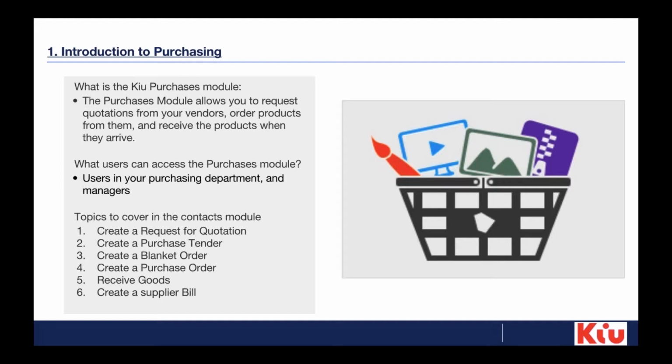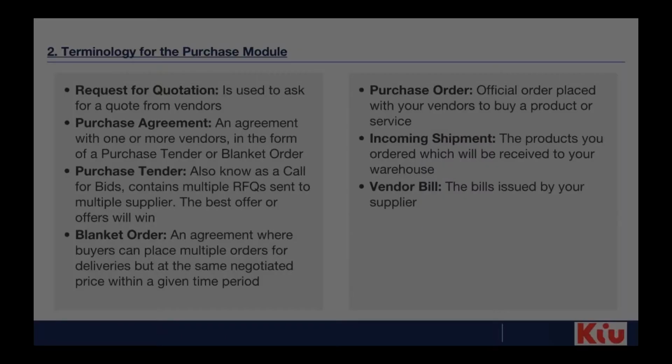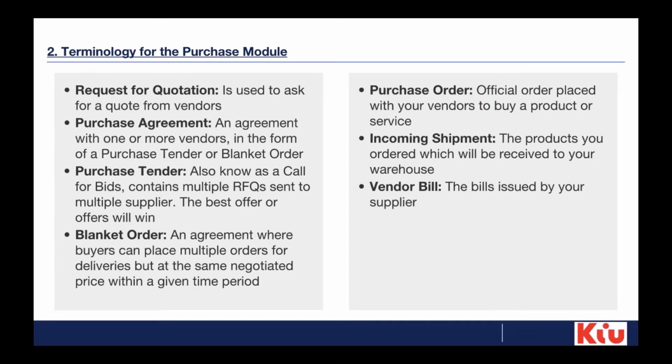Once you have created and confirmed a purchase order, your supplier will deliver your products as agreed. Within the KiuERP system, this creates an incoming shipment. Along with the incoming shipment, you will receive an invoice from your supplier called a vendor bill. When you receive an incoming shipment, compare it to the vendor bill to validate that you have received the products you will pay for.